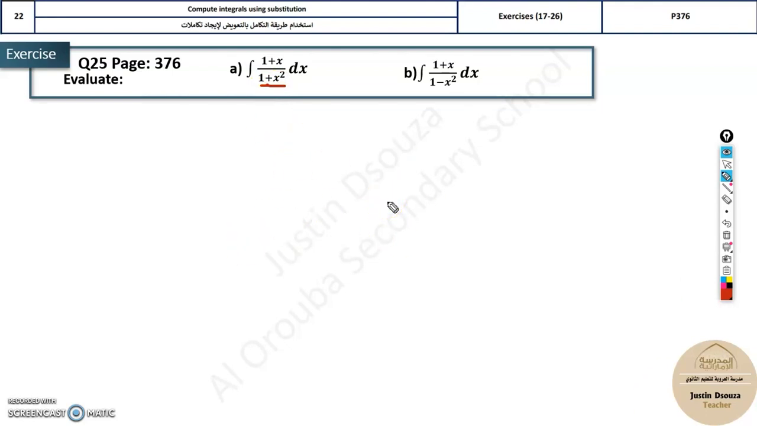So it's a good thing you'll be stuck. That means you have to change something. Go back to the problem. See, this is a special type. You need to modify the question.